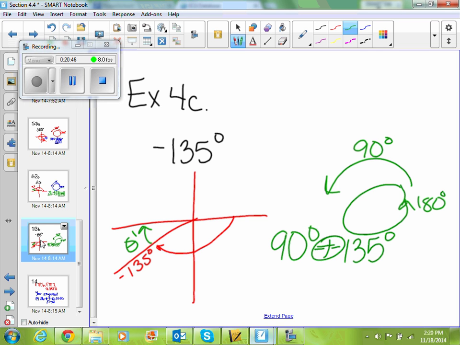Minus negative becomes a plus, because you're always taking whatever minus. So what's 90 plus 135? 225. So my reference angle in this case is 225. You're always taking 90 degrees or pi or whatever minus whatever angle you already have.